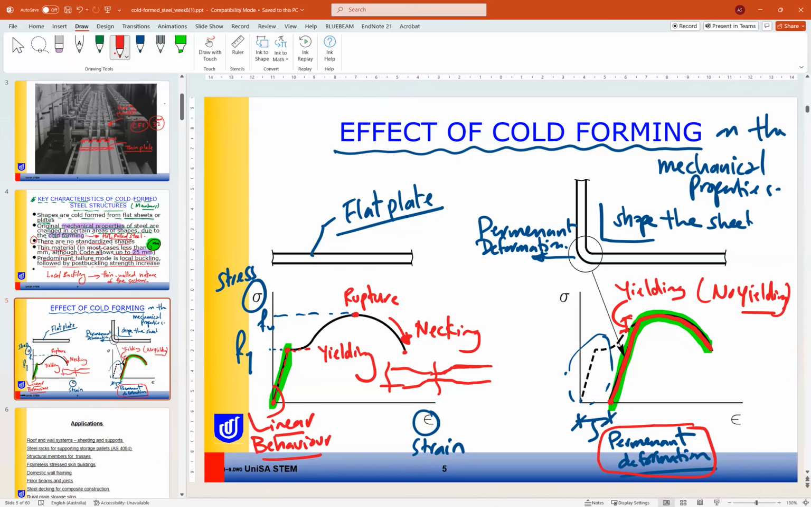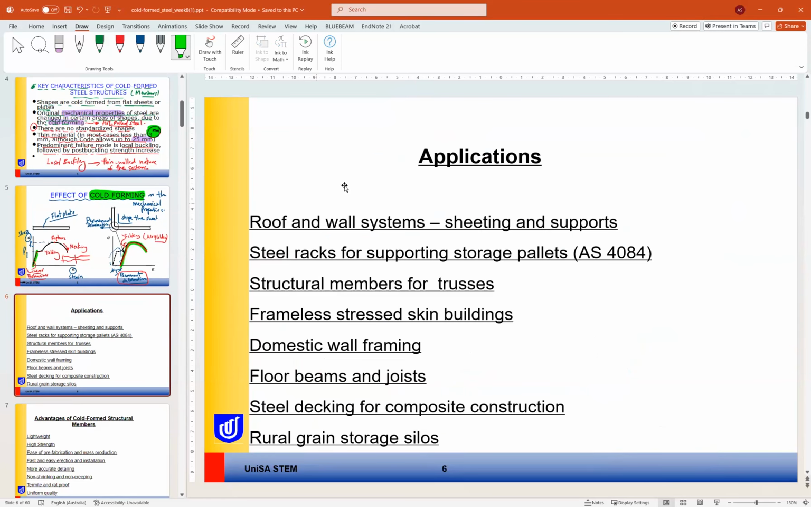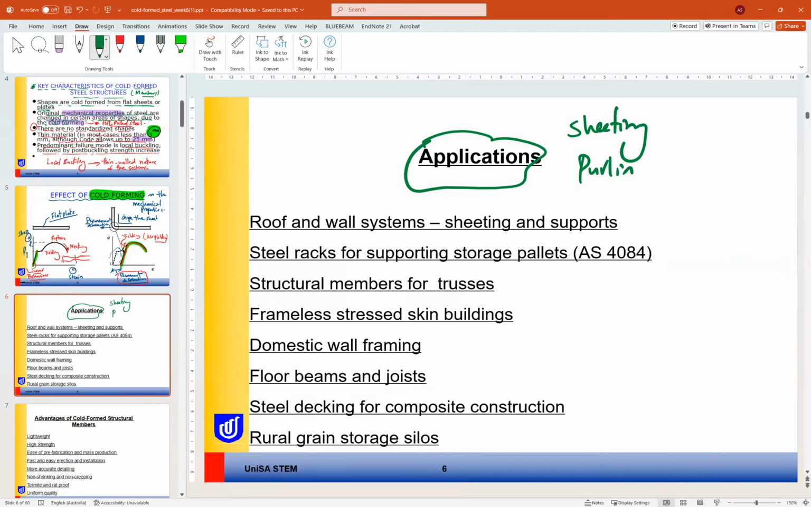Okay, so this is the effect of the cold forming process on the properties of the steel due to the permanent deformation we apply to the sections. In this slide, we have some applications of the cold formed steel. As you can see, cold formed steel can be used in roof sheeting and wall sheeting and purlins or girts, sheeting, walling, and roofing.